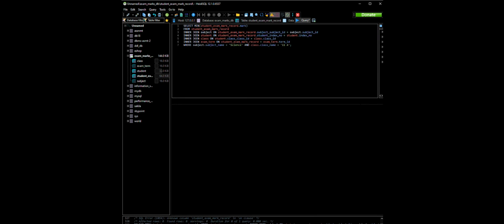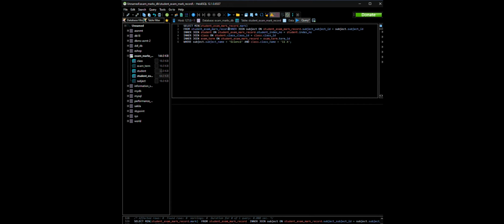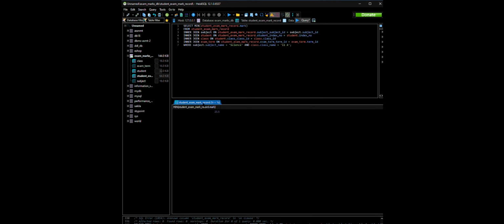So they're saying there is no student exam mark record, but there is a table called student exam mark record. So our problem should be, okay, so this is the problem. Student exam mark record dot exam term underscore exam term ID. Now when we search this, we have our minimum value as 23.5. So this is the answer for our third question.